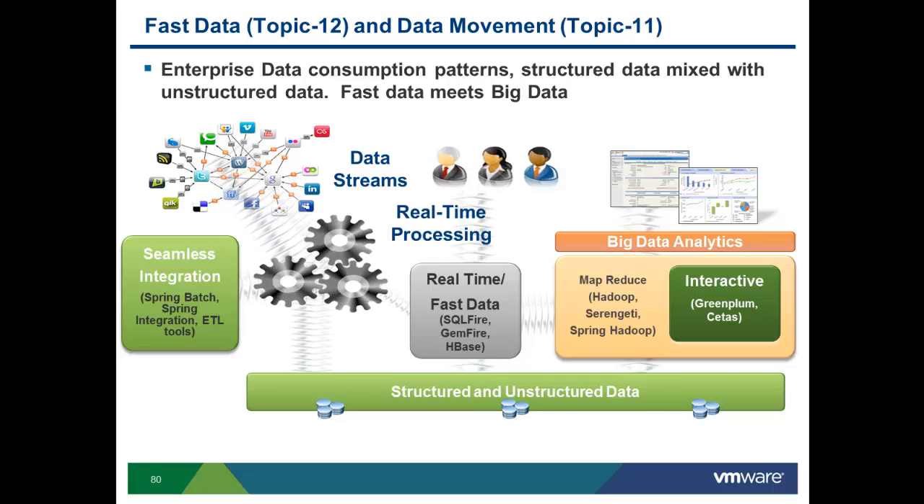Big data analytics are based on MapReduce and Hadoop frameworks, and supported technologies such as Serengeti, Spring Data for Hadoop, and interactive tools such as Greenplum and Cetus can help our customers solve their day-to-day big data and fast data problems.